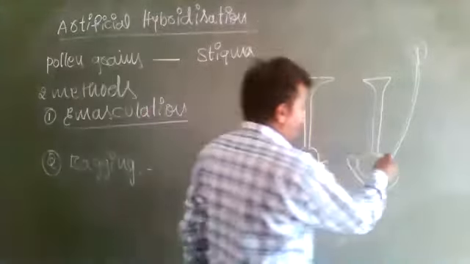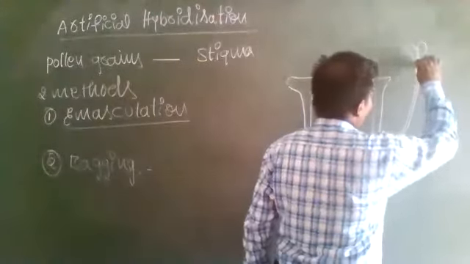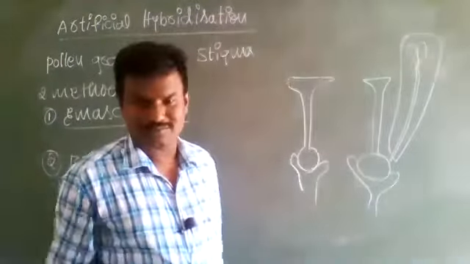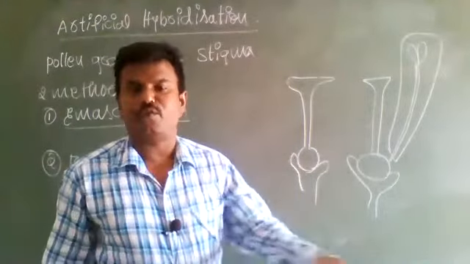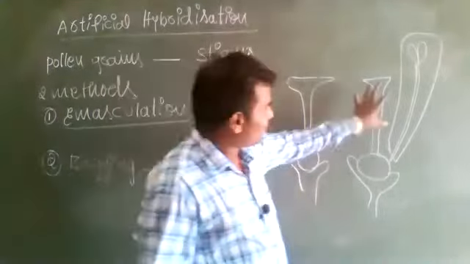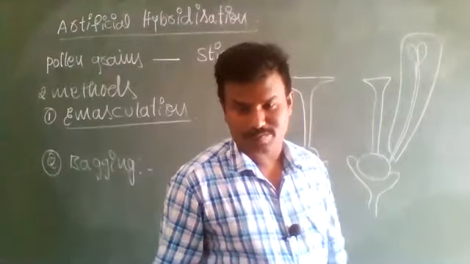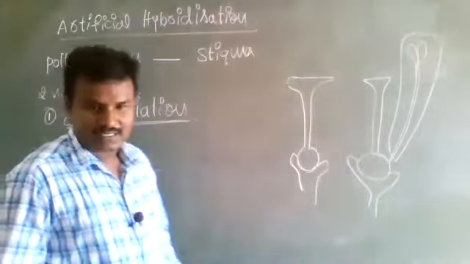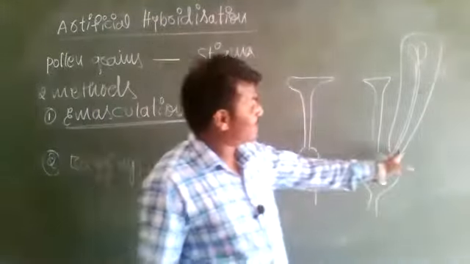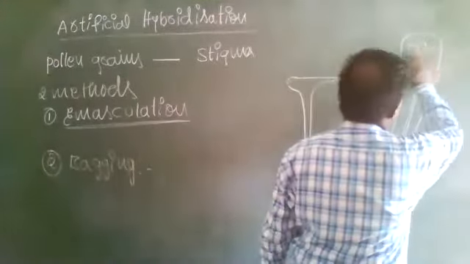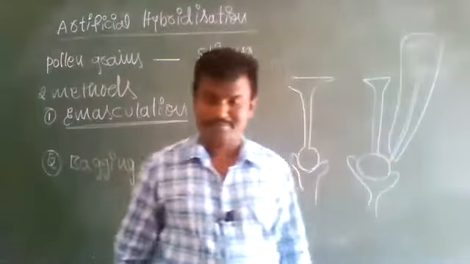From that flower, the male reproductive parts have to be cut and removed with the help of forceps or scissors, whatever it may be. From that flower, the male reproductive parts we remove with the help of scissors or forceps. This is called emasculation. The male reproductive part is what? The stamen. The complete stamen may be removed, or else only the anther can be removed.